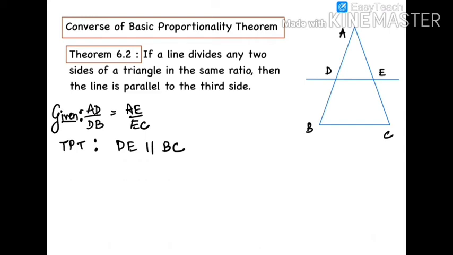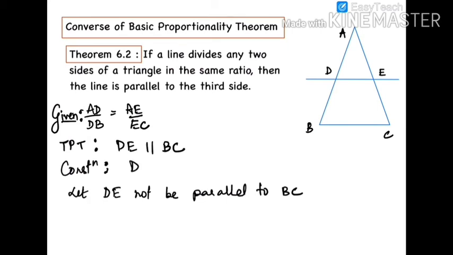Clearly, what was given for basic proportionality theorem is to be now proved. And what we proved in basic proportionality theorem is what is given. And that's why this theorem is called as converse of BPT. We will start by assuming that DE is not parallel to BC, which means there's going to be another line DE dash which is going to be parallel to BC. So this is going to be the construction. So we will draw DE dash parallel to BC.